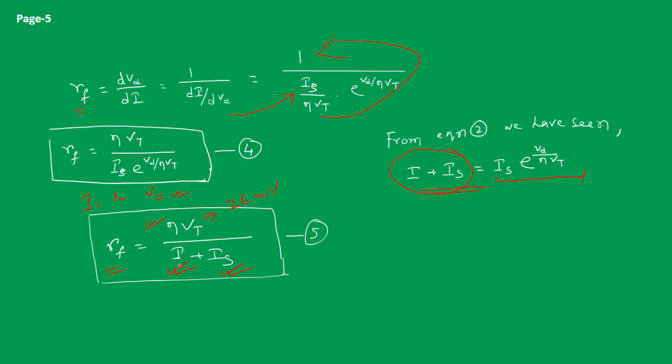And if we are given the value of the voltage across the diode instead of the diode current, then we shall utilize equation 4. So these are the two expressions to find the dynamic resistance of a diode.